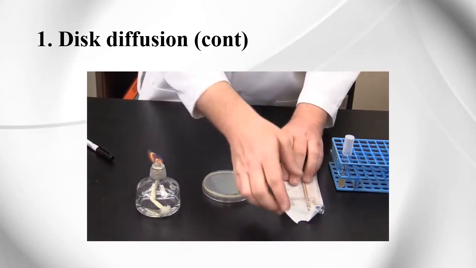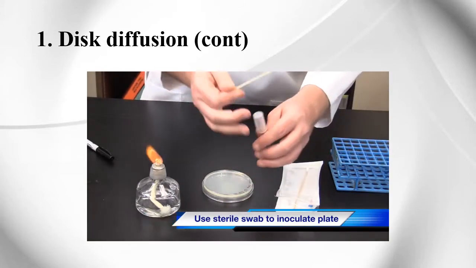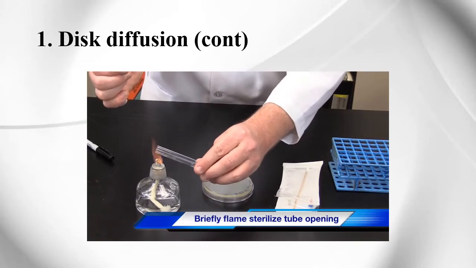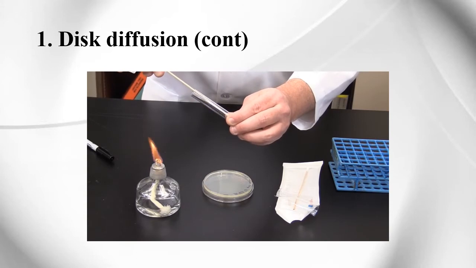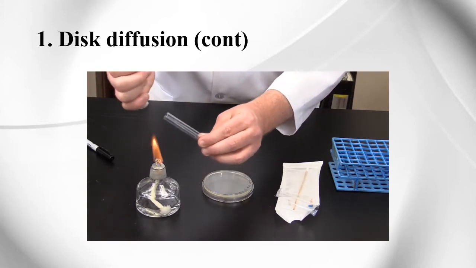Next, we're going to use a sterile swab to inoculate the plate. Grab the test tube, remove the cap, and gently flame sterilize. Dip the swab into the bacterial broth. Remove from the tube and gently flame sterilize. Recap the tube.